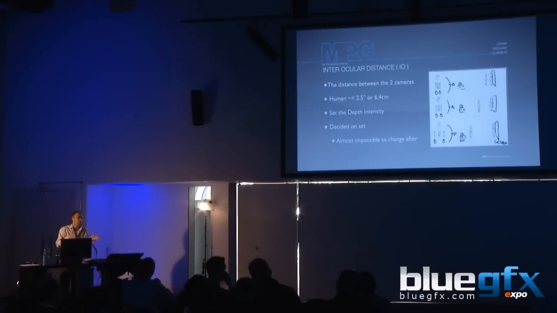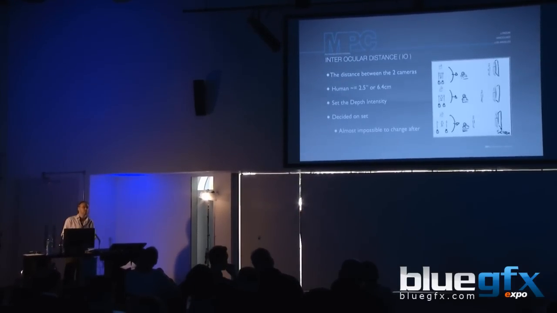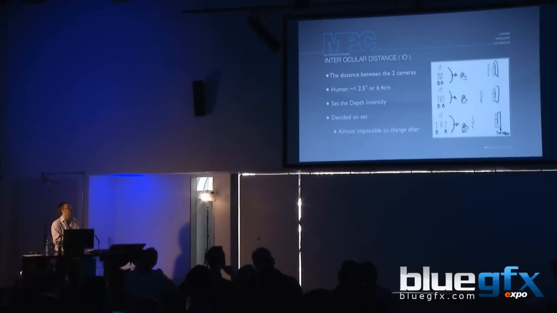And then in between, as you take the cameras further away from each other, you're increasing the intensity of 3D. So really it's like you're dialing. The more interocular distance, the more 3D will be perceived. It's decided on set, when you're filming, so you have to set those two cameras at a certain distance. And then it's really hard to change.